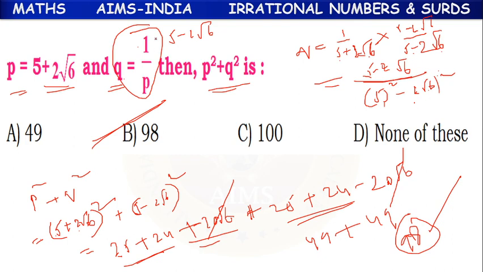But here, what we have to do? Q value, you have to multiply with its conjugate, so that in the denominator, root will cancel. It will be a rational number. After getting the Q value, then you can simplify.